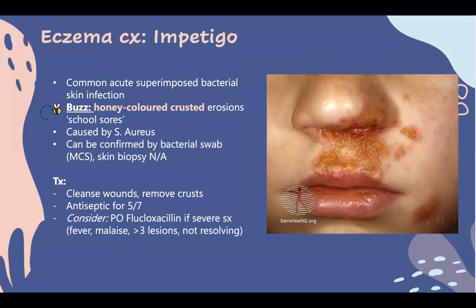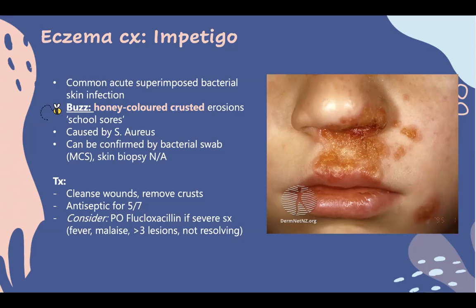So the buzz is your honey-colored crusted erosions caused by Staph aureus. Normally just a bacterial swab, you don't need to biopsy it. Essentially you just clean the wounds, antiseptic wash. You consider oral flucloxacillin if it's severe. So you don't go straight to flucloxacillin like I used to think in GP.